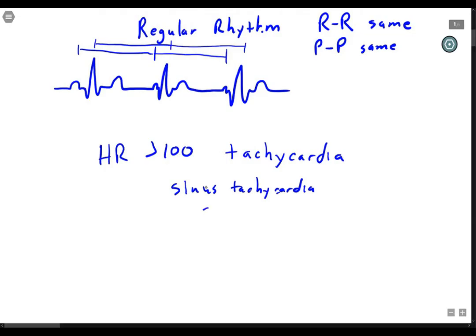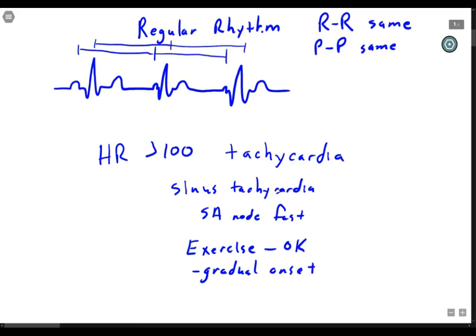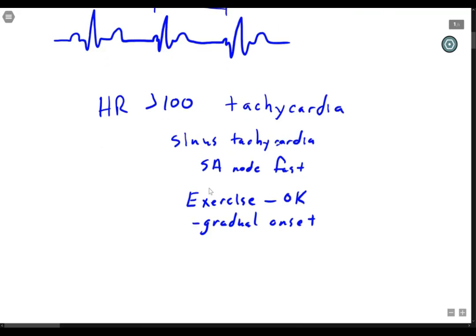The SA node is firing fast. Now, when does the SA node fire fast? Well, during exercise. When you exercise, your heart rate goes above 100, and this is okay. It has a gradual onset. So your heart rate doesn't go from 70 to 150 automatically. It gradually gets there. That's the kind of tachycardia that's okay.